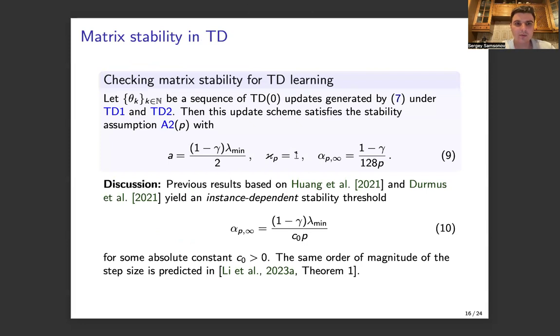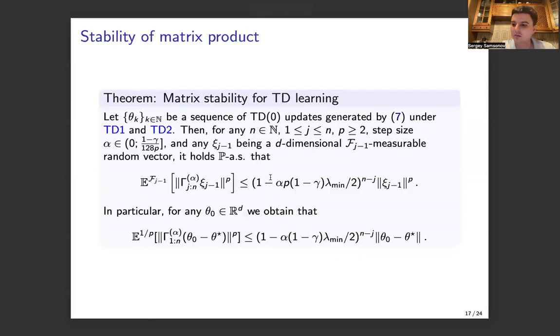The key element of our proof will be the fact that, under assumptions TD1 and TD2, we are able to check the stability assumption A2 of p with constant a, which is the contraction rate, which depends upon the properties of the feature matrix. So it scales as 1 minus gamma times lambda min. But the stability threshold alpha_{p,infinity}, the maximum step size under which we have the stability of the random matrix product, does not depend upon lambda min. And this result is novel, and counterparts of this result were not previously available in the literature. This result can be formally stated as provided in the slide.